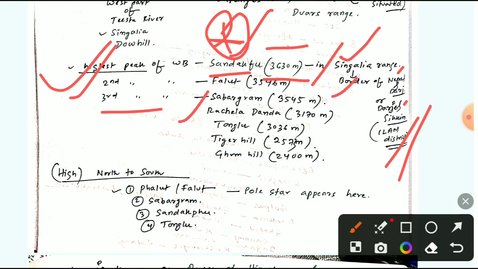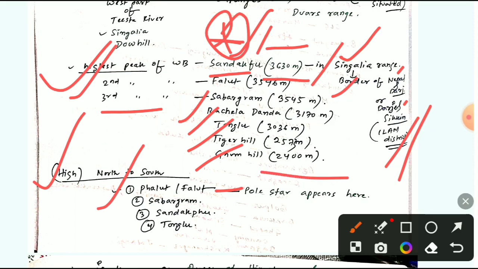Next are Rachila, Danda, Tonglu, Tiger Hill, Ghum hills. Tiger Hills, Ghum, these all are in Darjeeling. Here is something important that you must know, from north to south. If you arrange by which is the highest from north to south, first is Falut. We have seen that the highest peak of West Bengal is Sandakphu, but if you consider from north to south, it is Falut which is the highest.